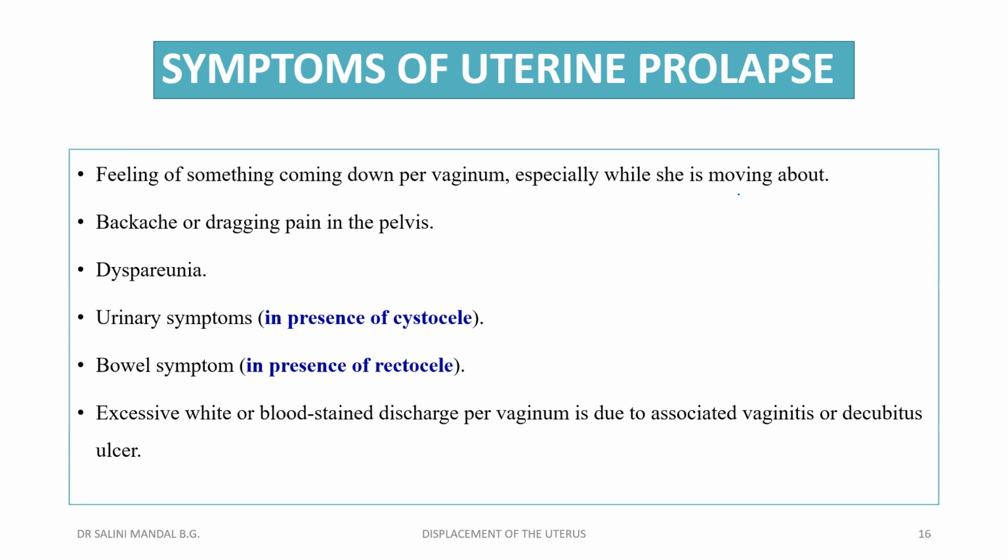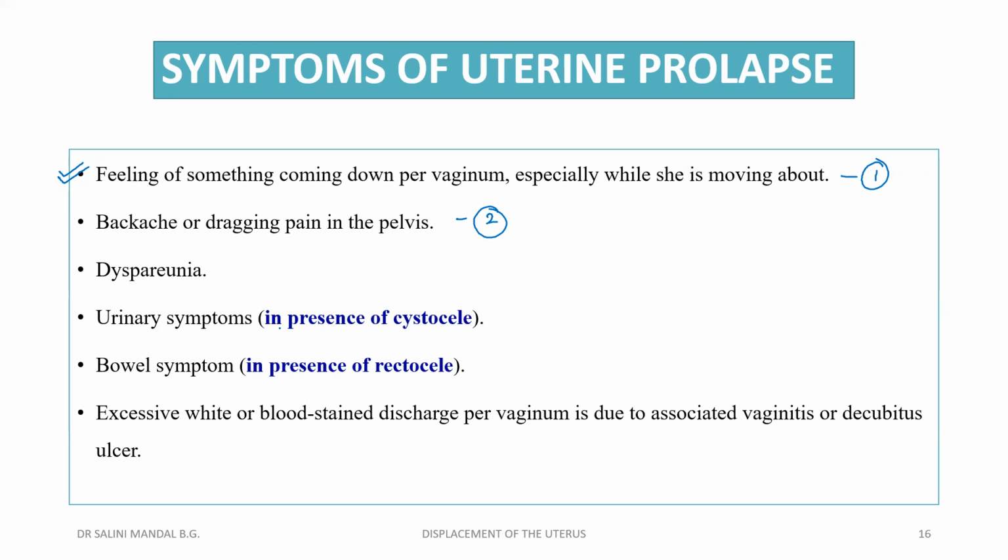There may be variable discomfort on walking when the mass comes out from the uterus. One, the major and most common symptom faced by patients of uterine prolapse. Second one is a backache or dragging pain in the pelvis. Now remember these two, one and two. These two symptoms are basically ameliorated on lying down. Okay. Next one is dyspareunia.